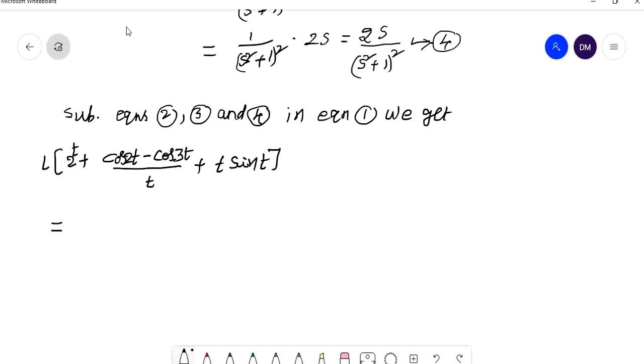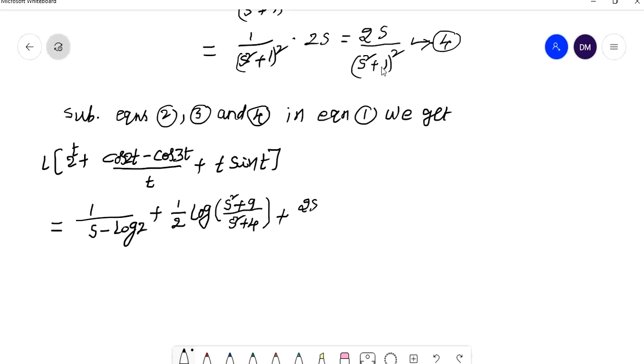L of 2 power t value, 1 by s minus log 2, plus L of cos 2t minus cos 3t by t value, from equation 3, 1 by 2 into log of s square plus 9 by s square plus 4, plus L of t into sin t value, from equation 4, 2s by s square plus 1 whole square. So this is the solution of the third problem, right?